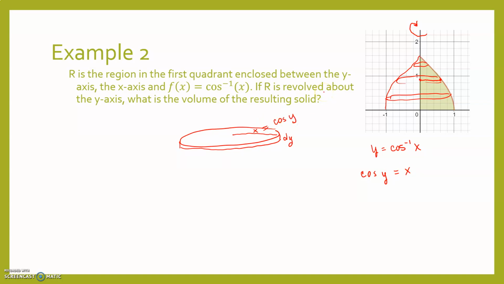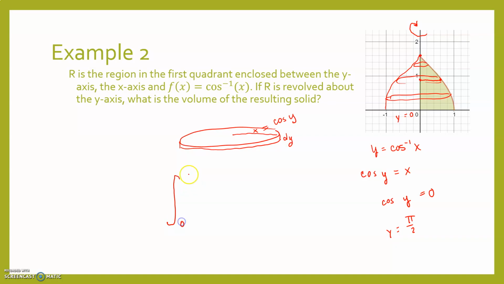When we spin around the y-axis, our slices are going to be perpendicular to the y-axis. We're going to have a dy, and so our radius needs to be in terms of y. So in order to calculate the volume, we're going to calculate from y coordinates. We're going to go from y equals 0 until this point right here. What is that point right there? Well, that point is when x is equal to 0. So when 0 is cosine of y, that would be pi over 2.